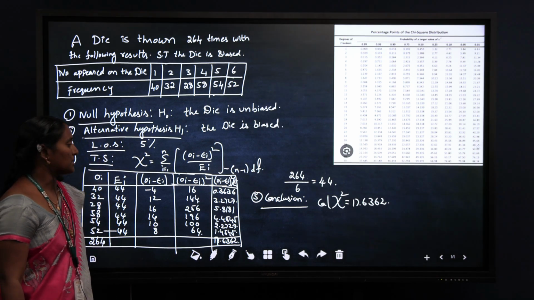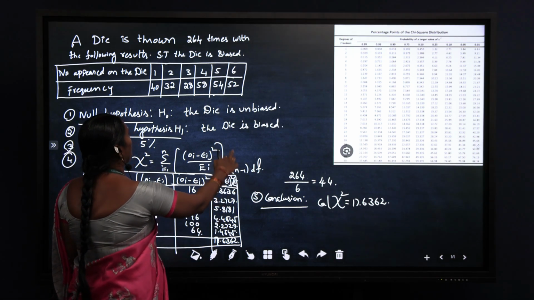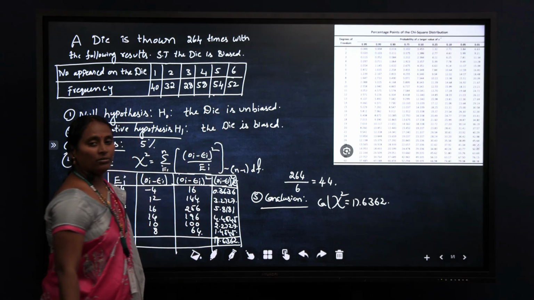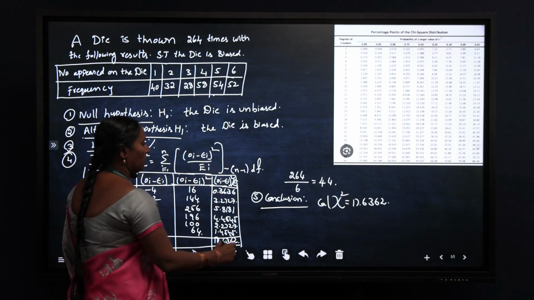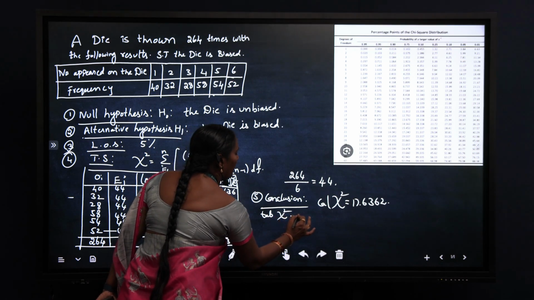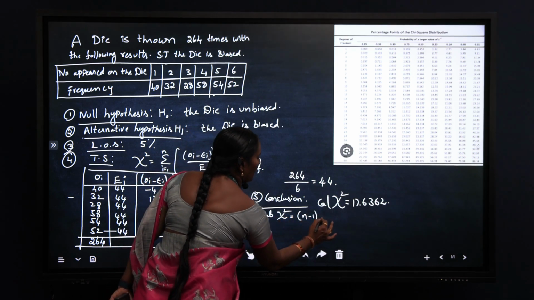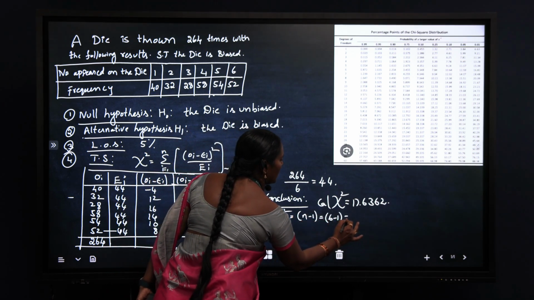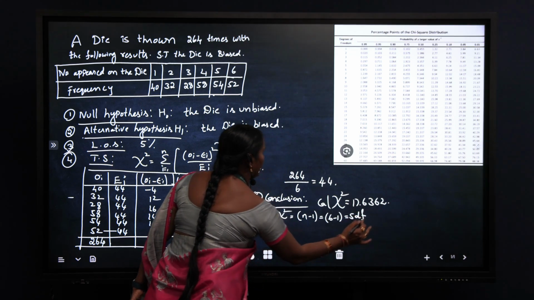Before that, we define the degrees of freedom: the number of independent variates which make up the statistic. This is the number of observations in the given problem. Here we have 6 observations. So we find the table value of chi square for n minus 1 degrees of freedom, which is 6 minus 1, 5 degrees of freedom.